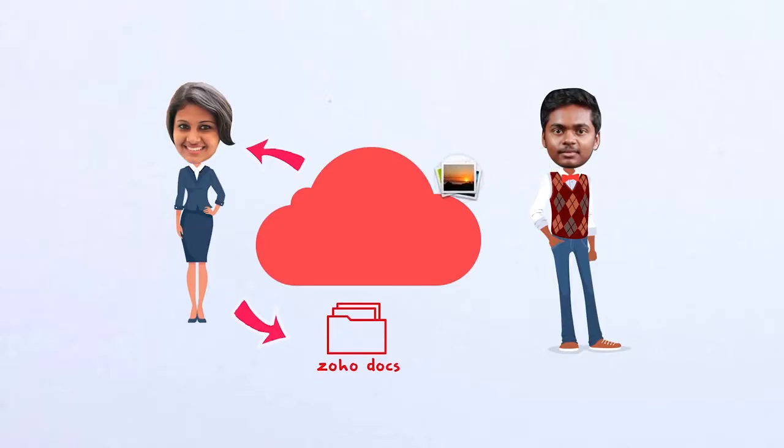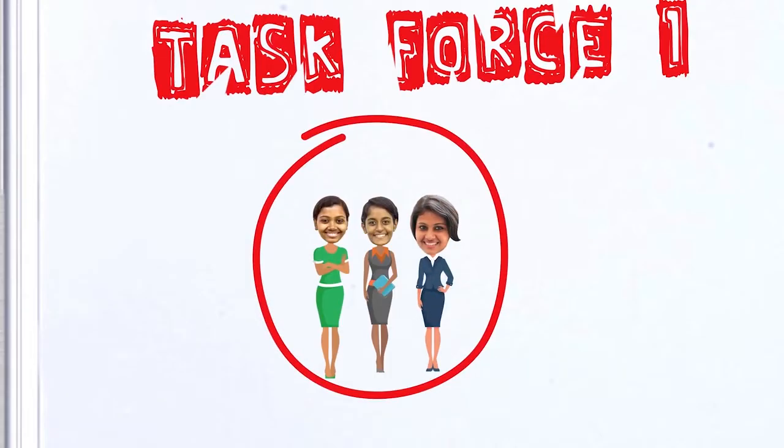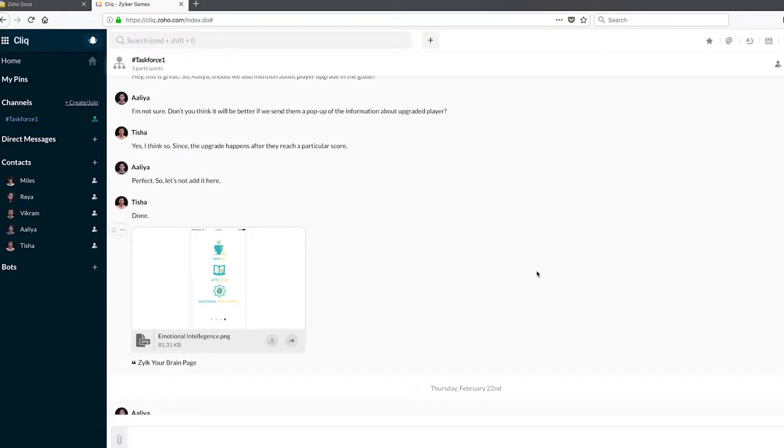Back to the story. While Vanessa was waiting for Vikram to send her images, she headed to the Task Force 1's Click channel to see what's happening over there. Now remember, Task Force 1 was formed to create the player's guide for the mobile game. Vanessa went through the conversation and she realized that they were facing some issues.